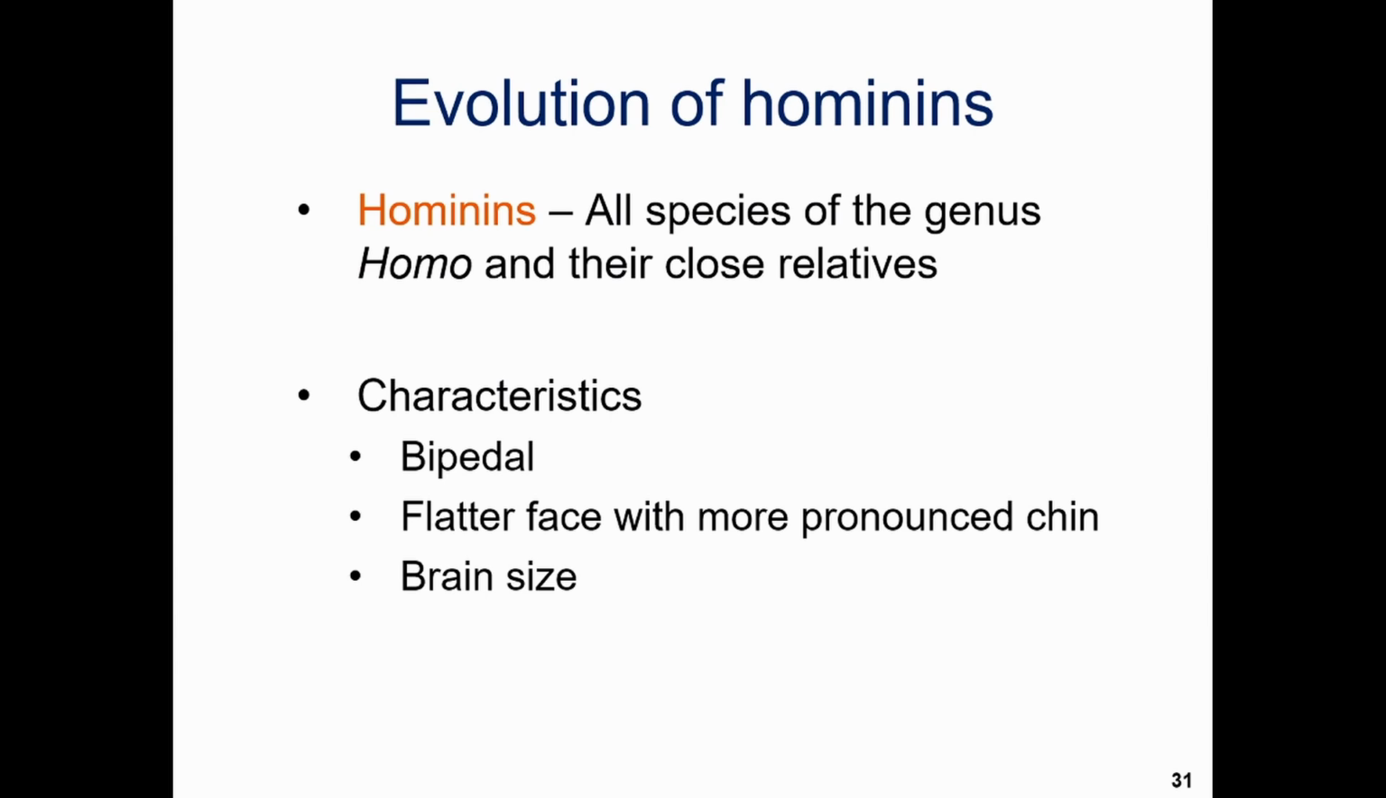But we want to look at the hominins, things that are more human-like. It's not just Homo sapiens, it also includes other species from the genus Homo and other close relatives from closely related genera. But there are some main characteristics that we have to meet in order to be considered a hominin. You need to be bipedal, again meaning you're up on two legs. You have a flatter face with a more pronounced chin, and your brain size is larger in comparison to other organisms.